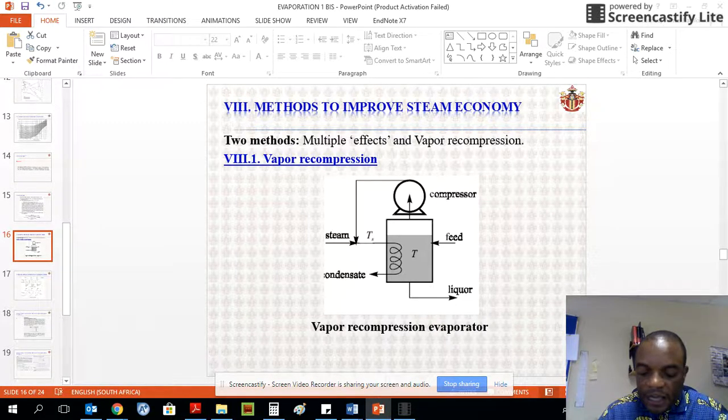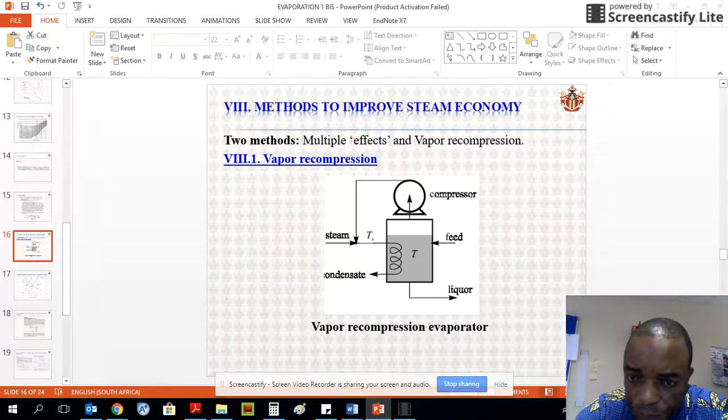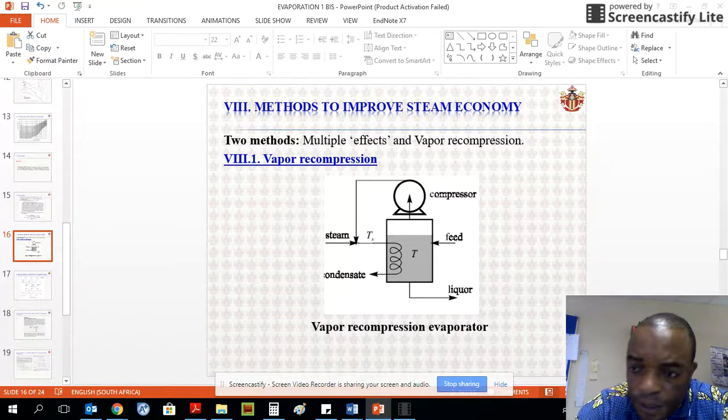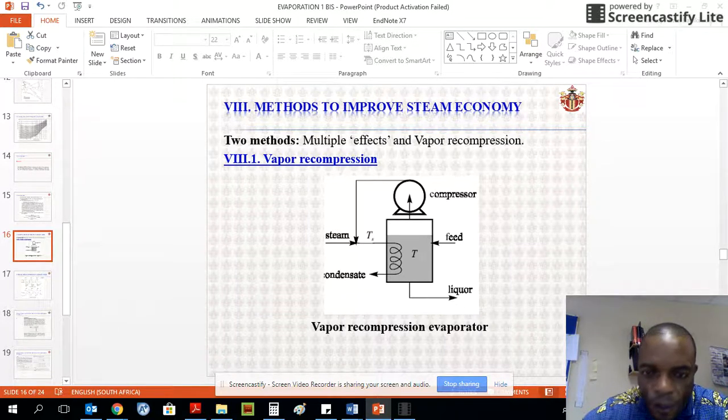That is to ensure that with a small amount of steam, you manage to evaporate a huge amount of your solvent, and that will improve, of course, the economics of your evaporation process, because steam will always cost you something. Now, one of the methods to improve steam economy is vapor recompression. The vapor phase, instead of being condensed and discarded, is reused to heat up your feed.